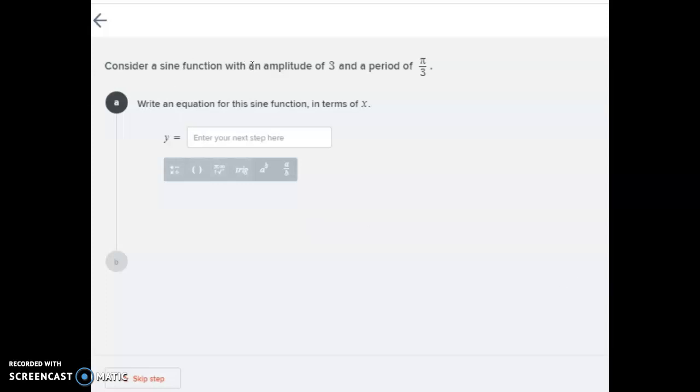Consider a sine function with an amplitude of 3 and a period of pi over 3. All right, amplitude 3, period pi over 3. Write an equation for this sine function in terms of x. All right, so the amplitude is 3, and it says we want a sine function. And now it says the period is pi over 3.